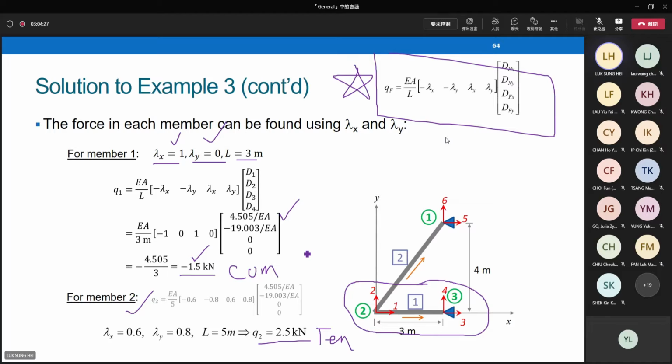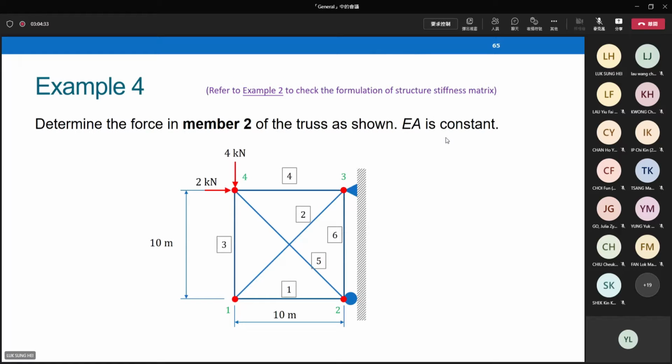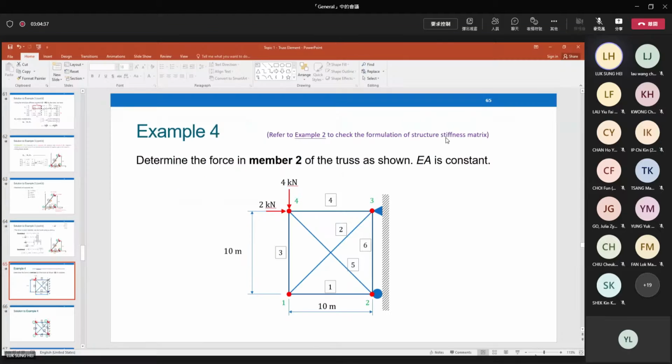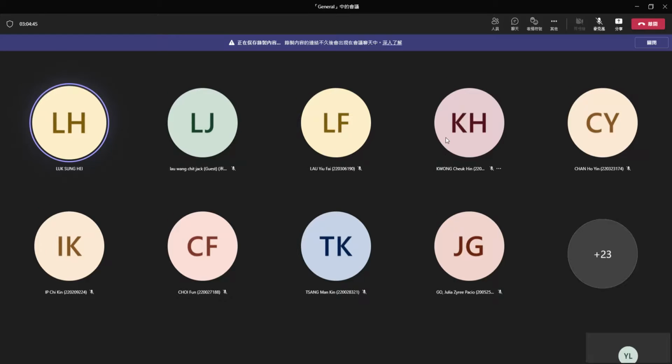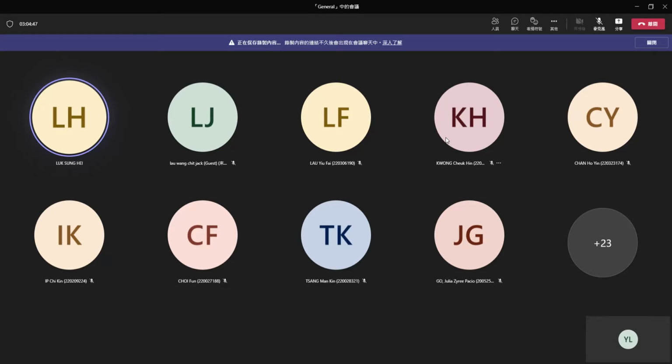Okay, this is example 3. Let us stop here for today. I just present up to example 3.